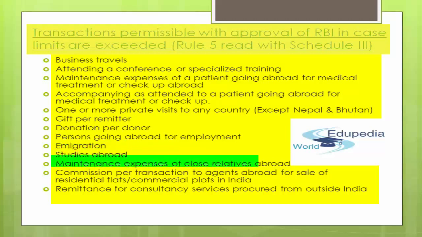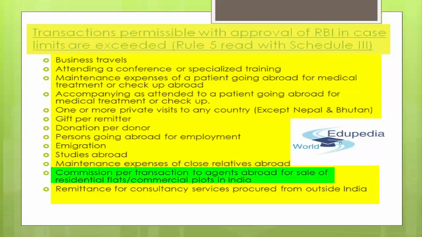Again, maintenance expenses of close relatives who are staying abroad, their medical treatment, checkups, medication fees, other fees, other required charges. So all those maintenance expenses of close relatives who are living abroad. Next, commission per transaction to agents abroad for sale of residential flats or commercial properties in India. So you are paying some commission per transaction to the agent who is settled abroad, and who is directly selling the residential flats, commercial flats and plots available in India to the persons who are NRI.